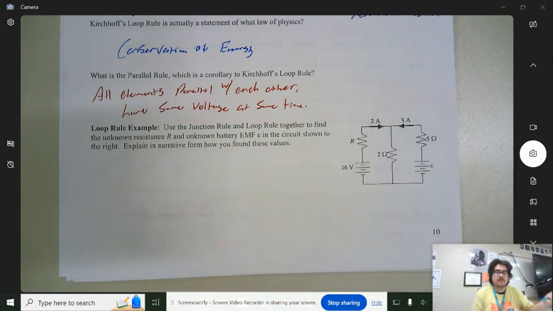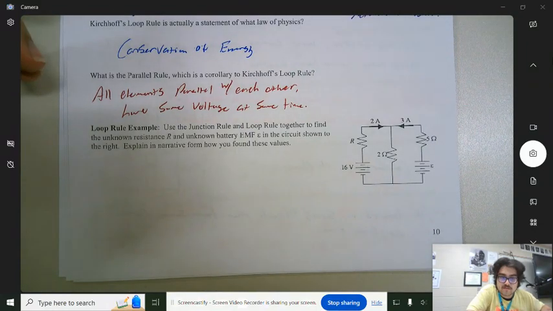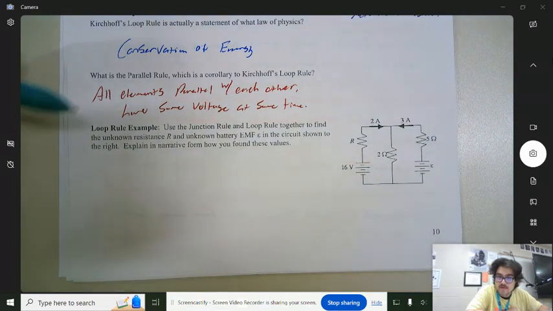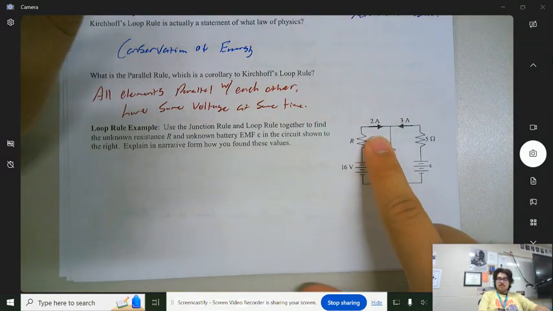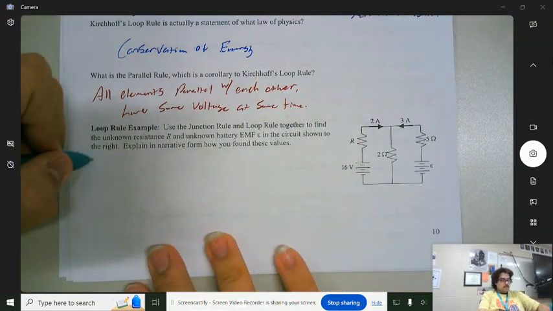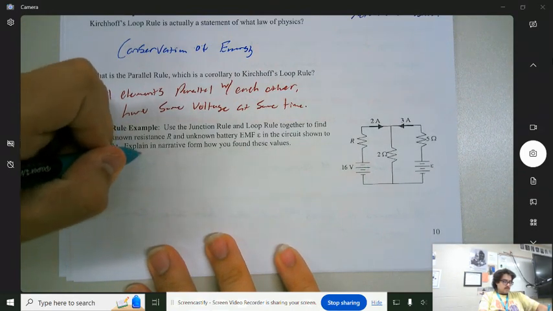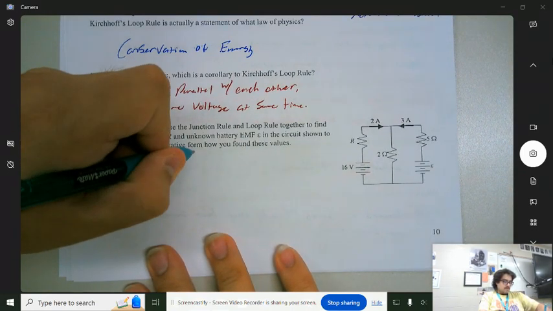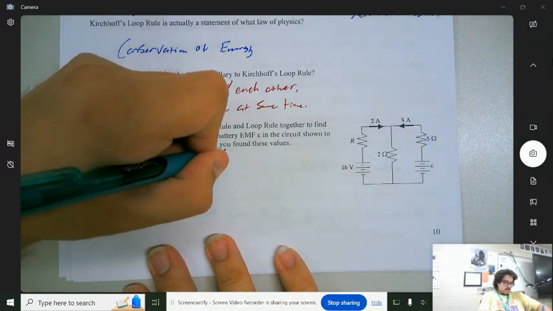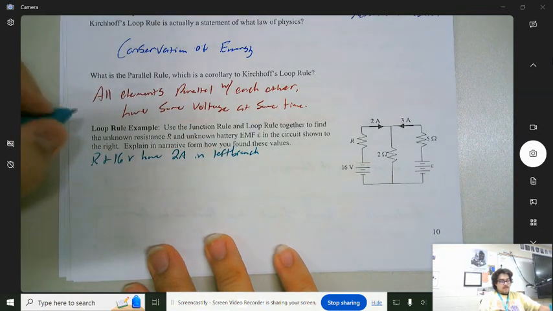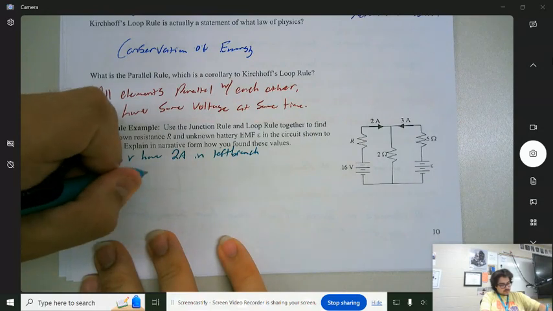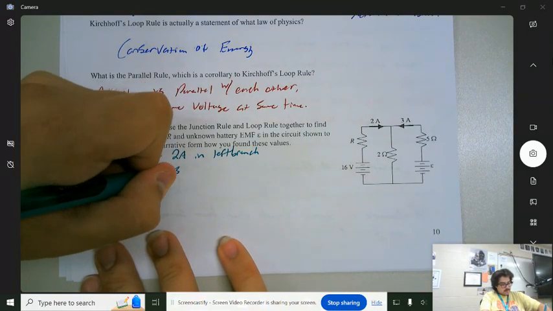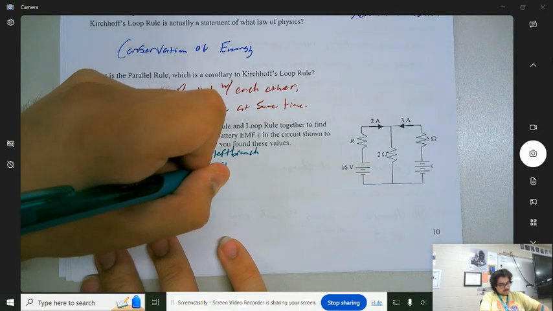Okay, let's do this last example really quickly. It's a loop rule example. We're using the junction rule and the loop rule together to find the unknown resistance capital R and the EMF epsilon in the rightmost battery. First off, what we need to notice is that in the left branch, we have 2 amps. So capital R and 16 volts have 2 amps in the left branch. Meanwhile, in the right branch, epsilon and the 5 ohm resistor have 3 amps.